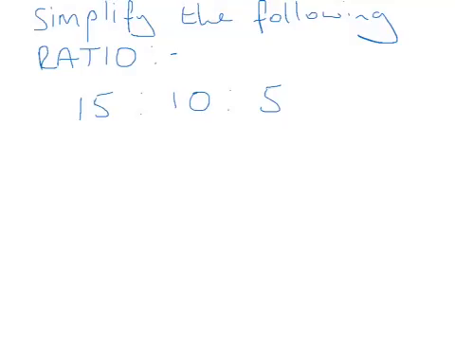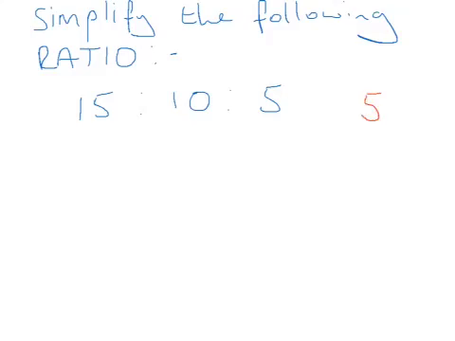Right guys, when you're asked to simplify a ratio, you've got to look at the three numbers here, 15, 10 and 5, and decide which number can be divided into all three. So 15, 10, 5. 5 will divide into all three numbers.